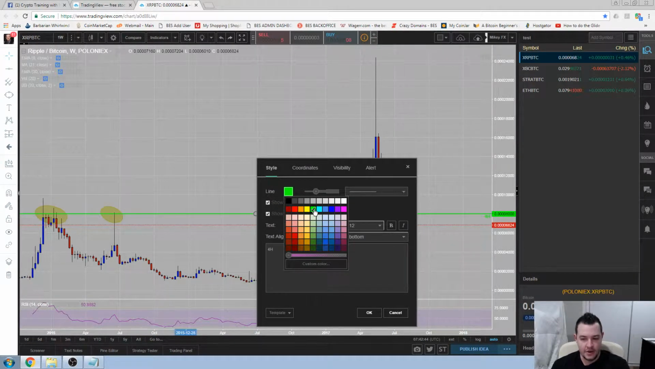Now, sometimes what I recommend to people, depending on how good the level is, if it's a weekly level, you can use a different color that symbolizes, say, a weekly. Like let's say you want to use a green, like this green color that I've got here for a weekly.